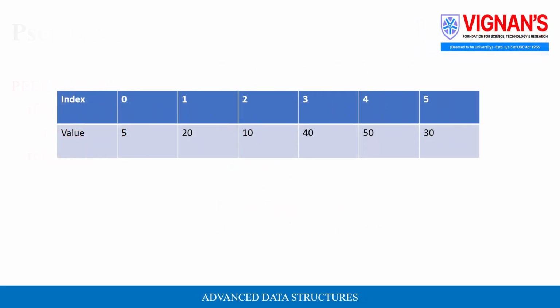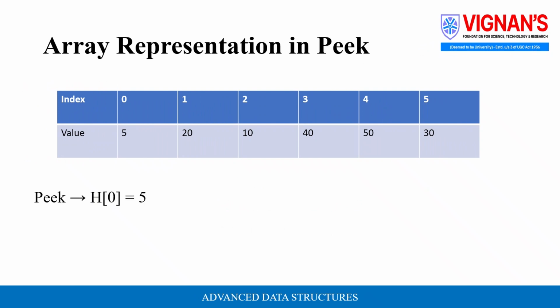Array representation in the peek operation. The min heap is stored in an array. The index positions start from 0. At index 0, the value is 5. At index 1, the value is 20. At index 2, the value is 10. At index 3, the value is 40. At index 4, the value is 50. At index 5, the value is 30.